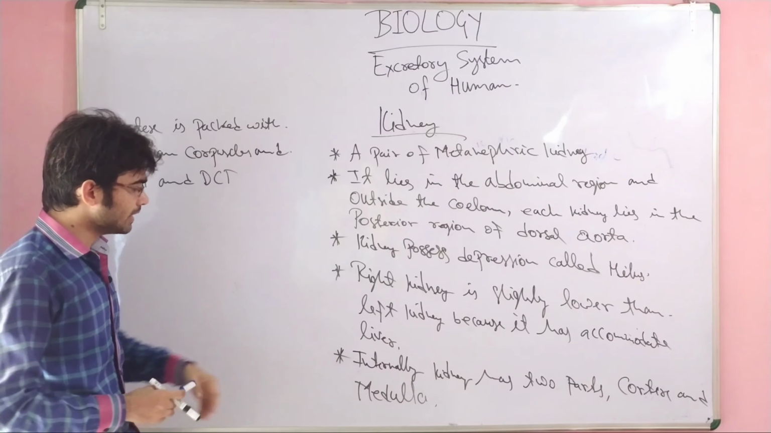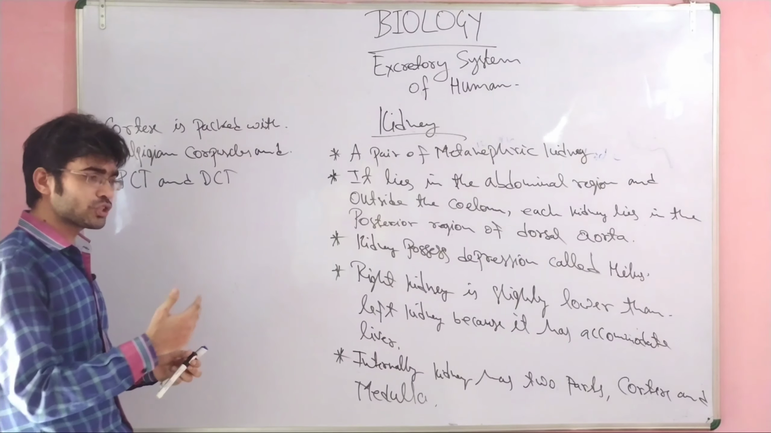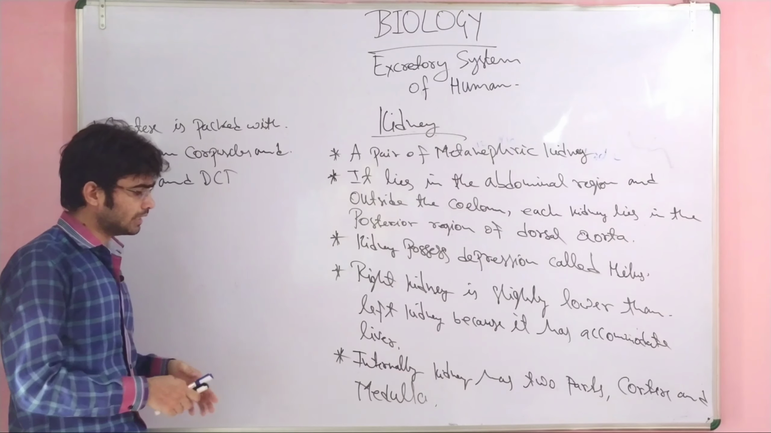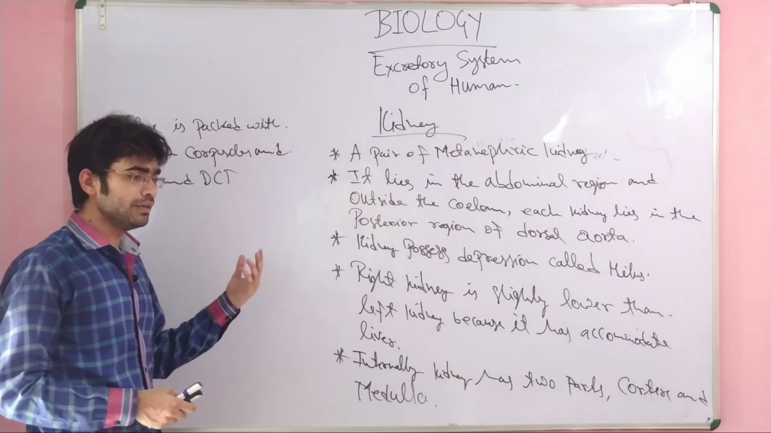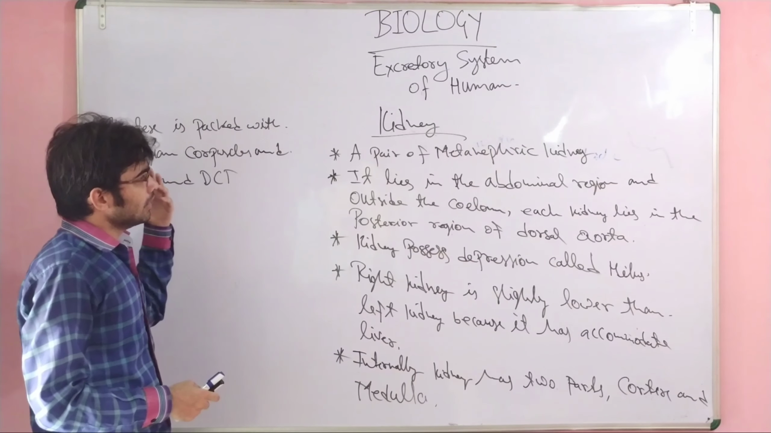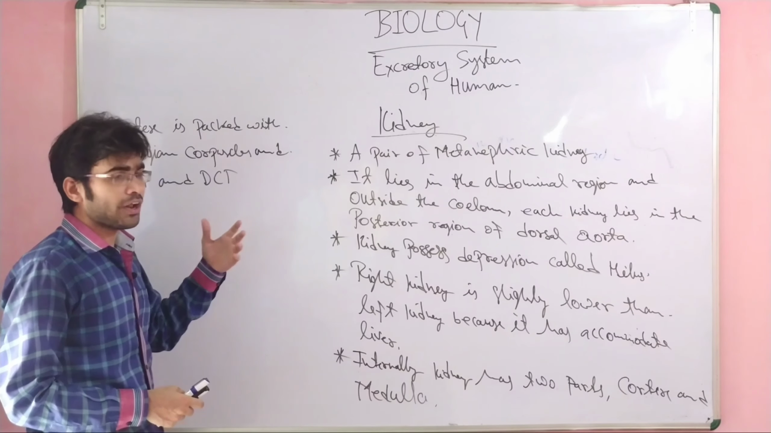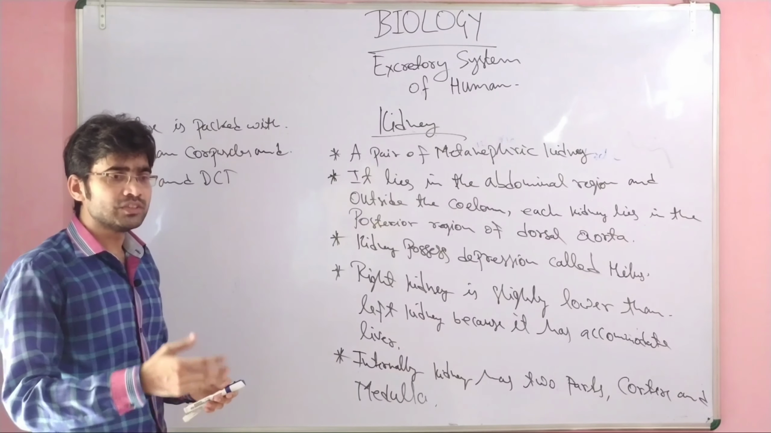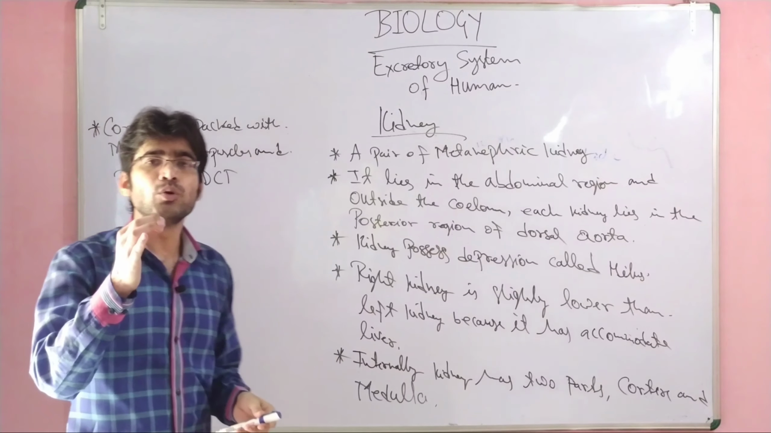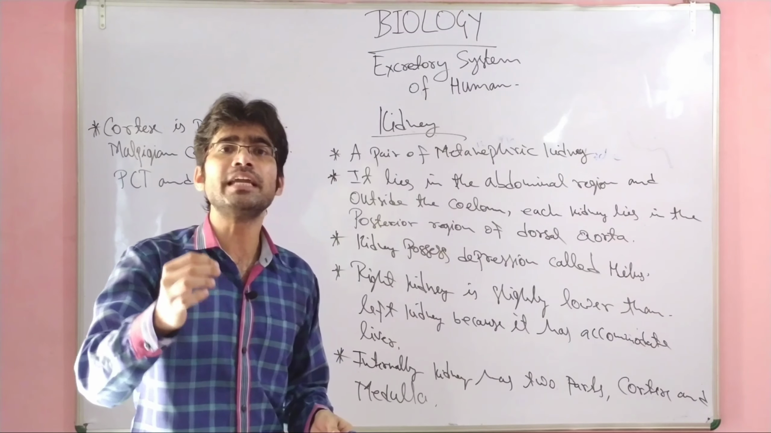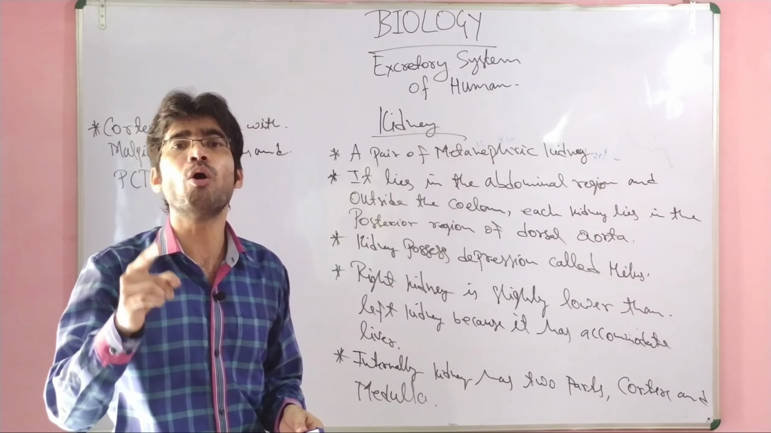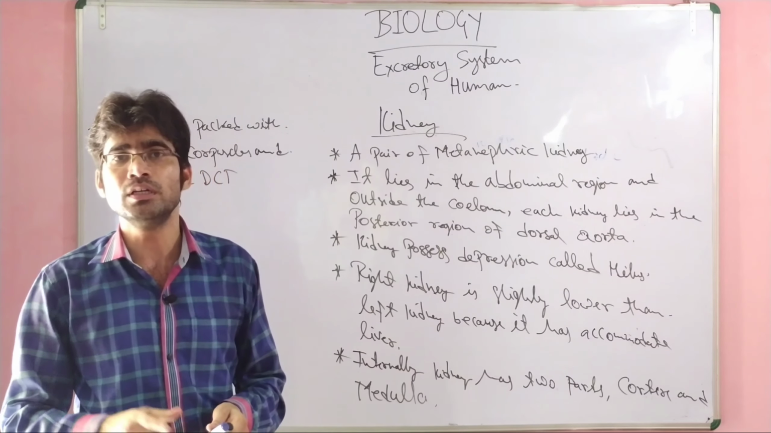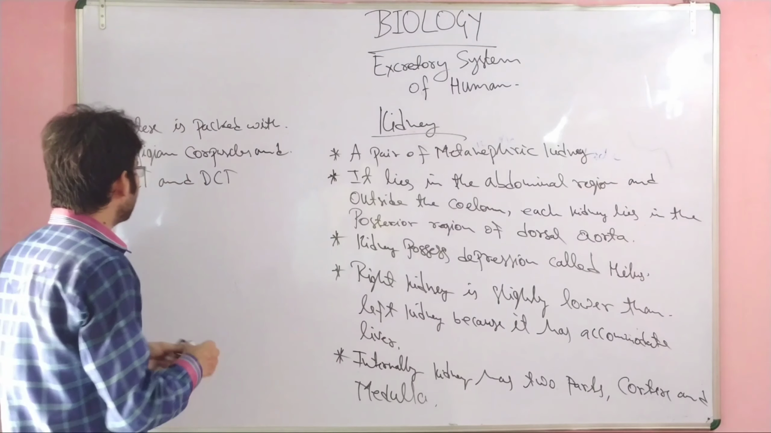Now the medulla region is lighter and striated in appearance because it contains many conical structures called renal pyramids. It is striated because the medulla region of the kidney contains the loop of Henle of juxtamedullary nephrons.